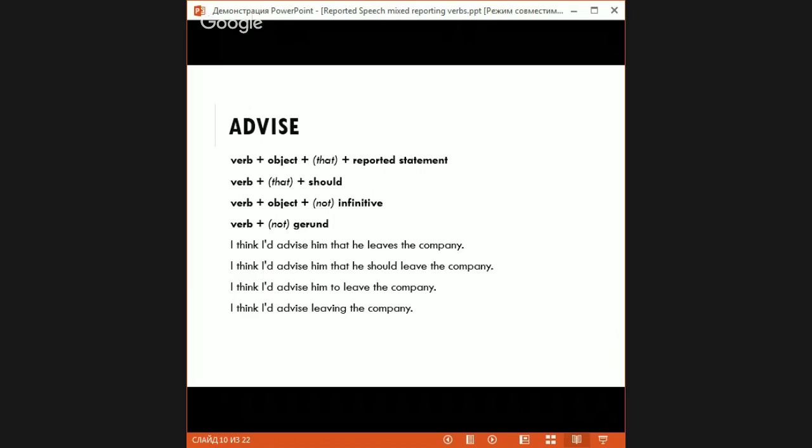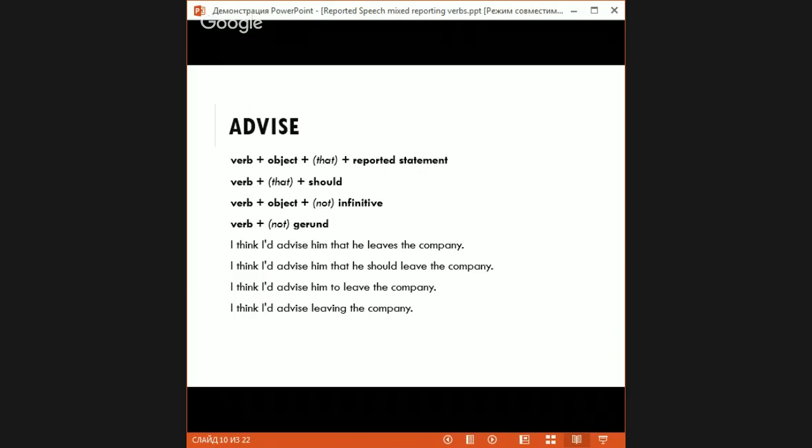Advice. After advice, we can use so many different forms. We can say object plus reported statement, should. We can use object and infinitive. Without object, we can use gerund. So I think I would advise him that he leaves the company. I advise him that he should leave the company. I advise him to leave the company. And I'd advise him leaving the company.